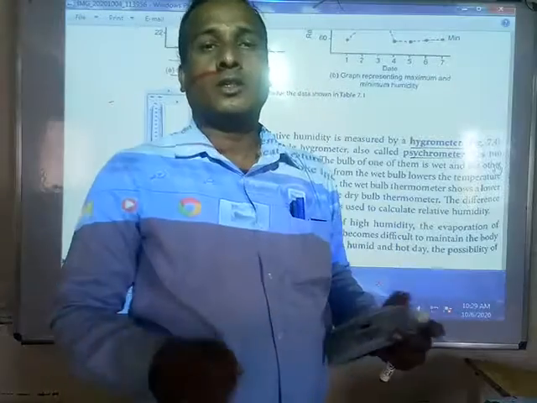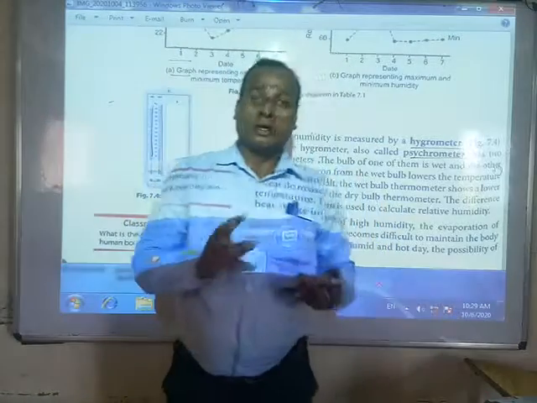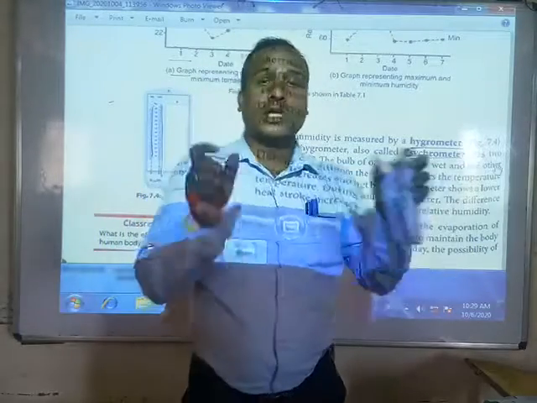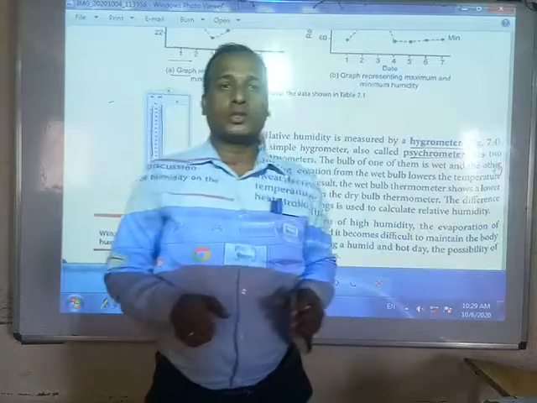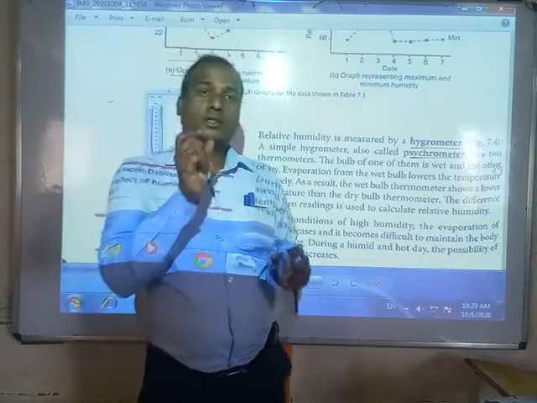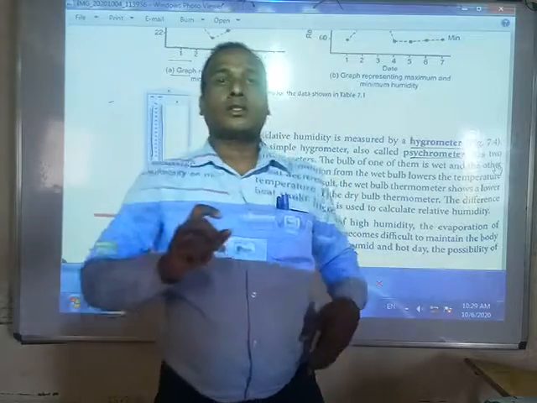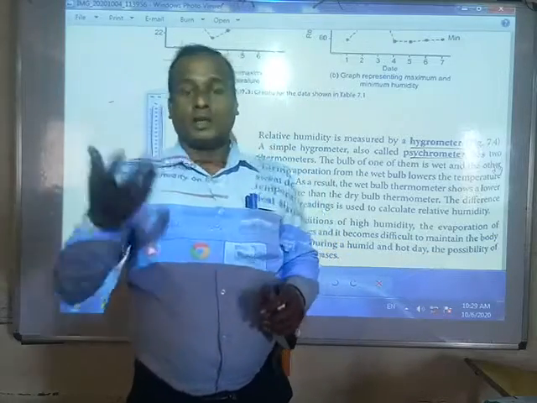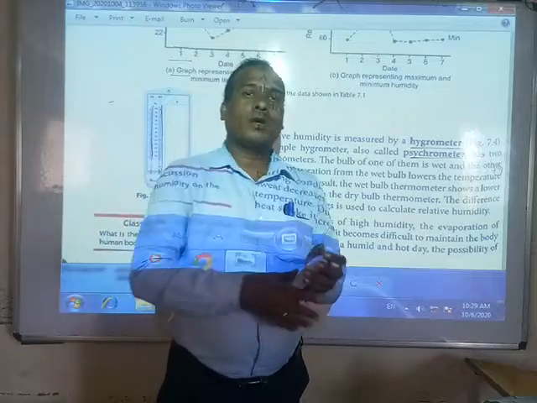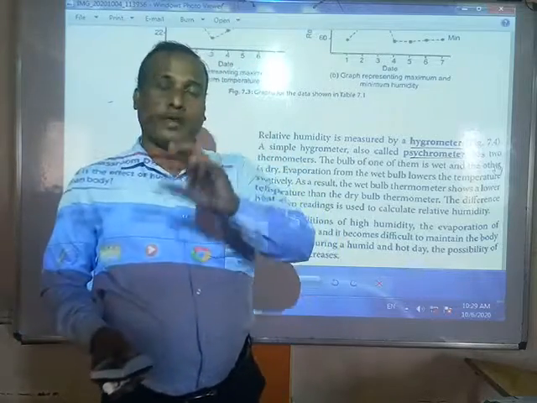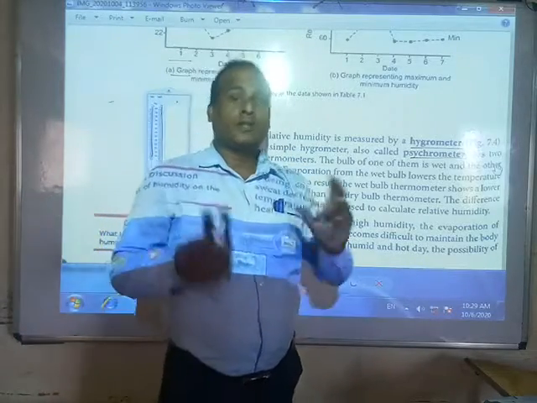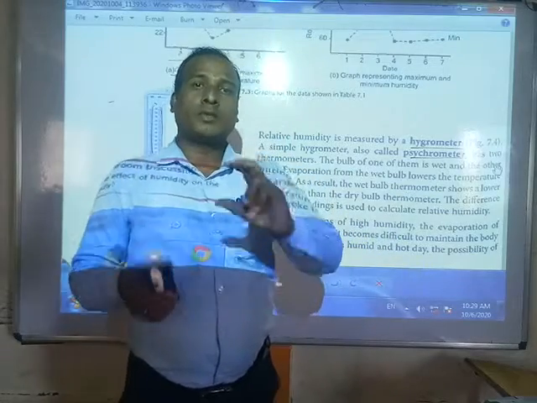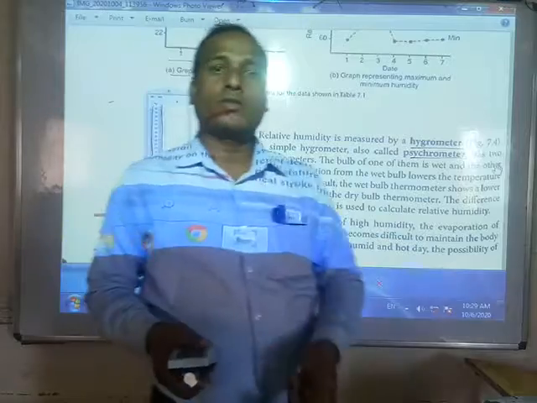This is called a psychrometer. The psychrometer contains two thermometers. Okay. One contains the dry bulb, another one contains the wet bulb. That means when evaporation happens, at that time what will happen? The wet bulb and dry bulb readings will change. When the temperature decreases, the dry bulb also shows it.